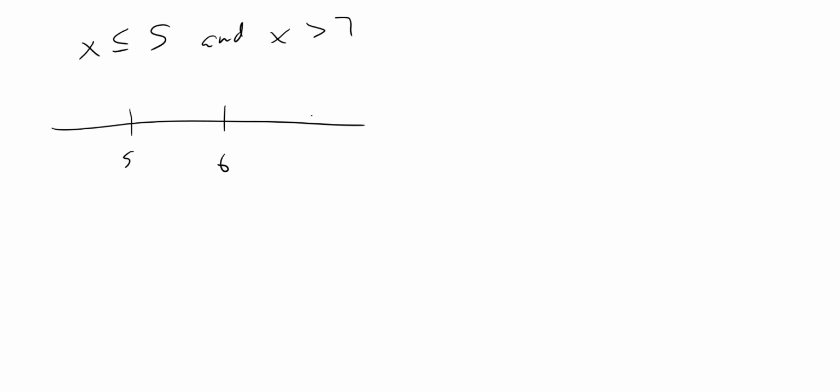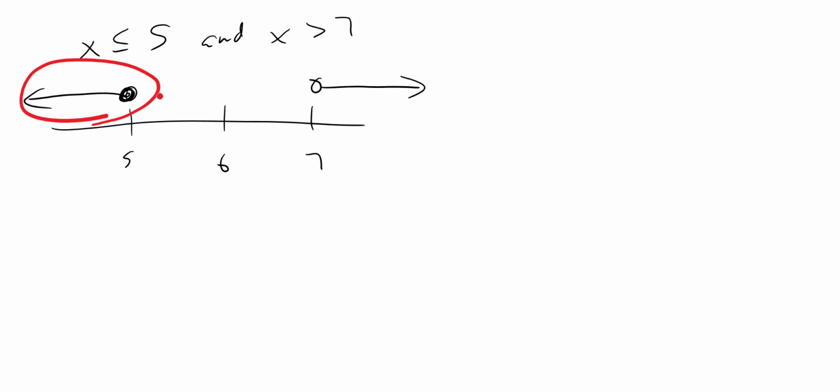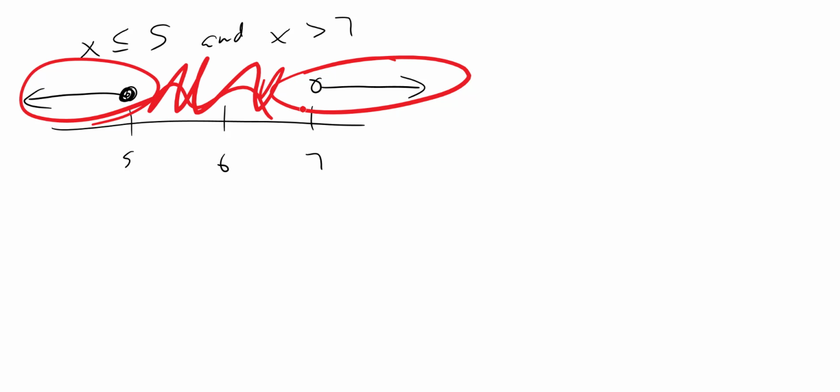x is less than or equal to 5, and x is greater than 7. Let's go ahead and graph it. 5, 6, 7, and it's less than or equal to 5, and greater than 7. Very interesting. Where do these graphs overlap? They don't. Not at all. This one's going way out this way, and this one's going way out this way. There is no overlap. There's nothing in between here. So if there's no overlap, my answer is no solution.